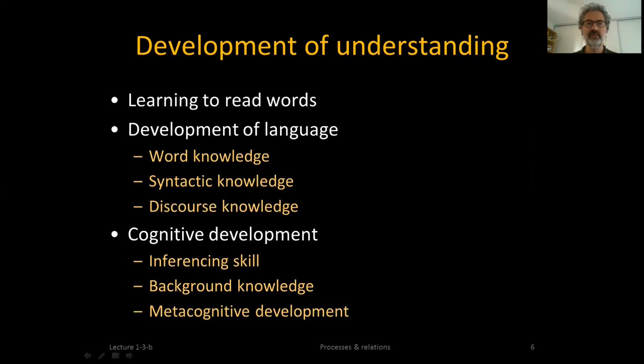And you also need cognitive development, which includes inferencing skill development, build-up of background knowledge, and development of metacognition, the ability to monitor yourself. So development of strong reading comprehension actually builds on these three axes: development of word reading, development of language skills, and development of more general cognitive skills.